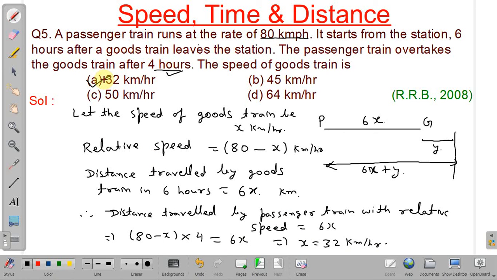Okay, friends. So in this lecture, we have discussed some important problems on the topic speed, time, and distance. Okay, thank you.